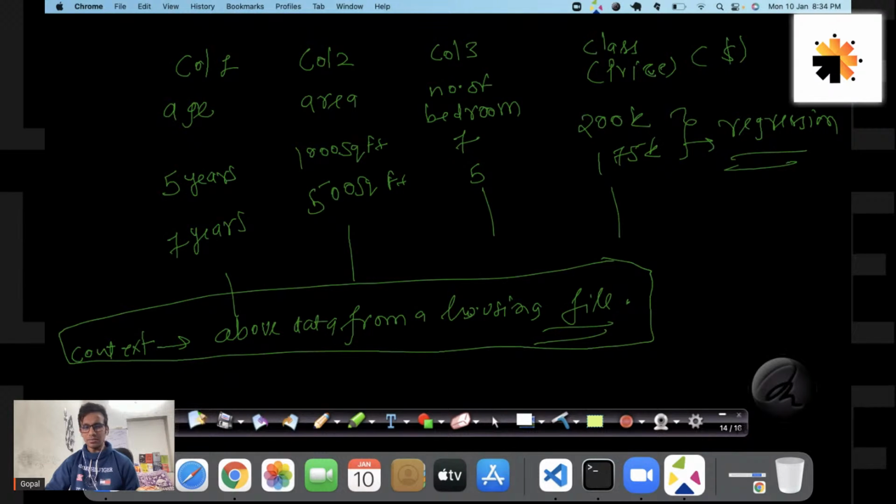But machine learning is 99% of the time mathematics, and if you don't understand the math, you can never understand machine learning. That's actually a bitter truth.